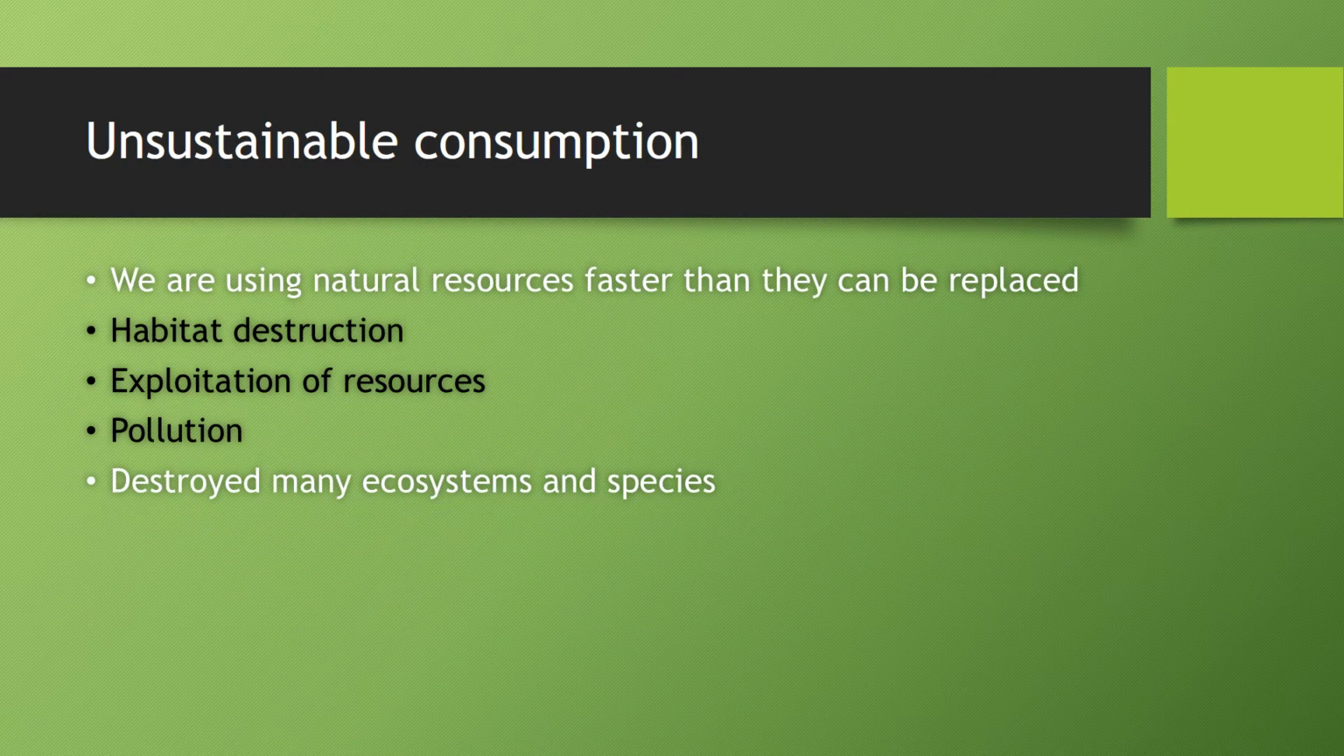Unsustainable consumption means that we're using natural resources faster than they can be replaced. Remember, we talked about sustainability and how that means that we're using things now responsibly so that they will still be around for people later. So that unsustainable consumption means that we're using them faster than they can actually be replaced. And we see that with our habitats being destroyed, so where animals live, the exploitation of resources and pollution. All these things have actually destroyed many ecosystems and animal and plant species.